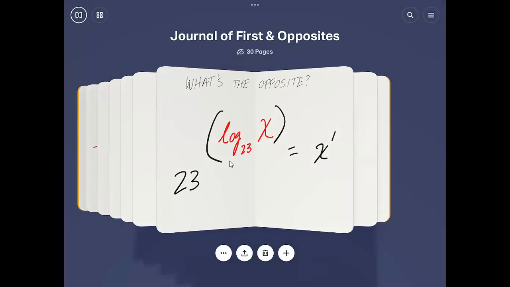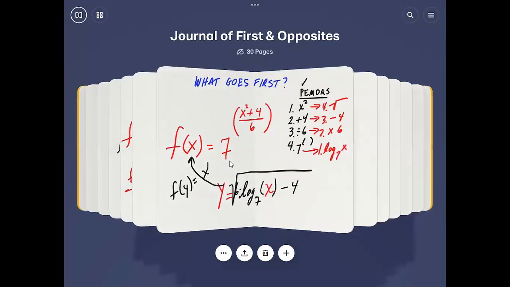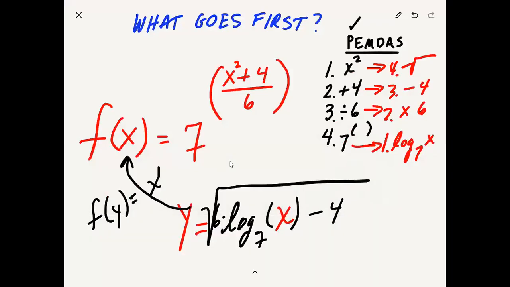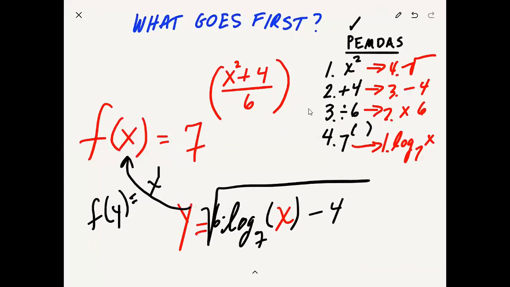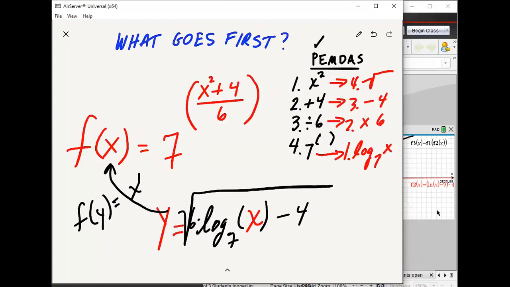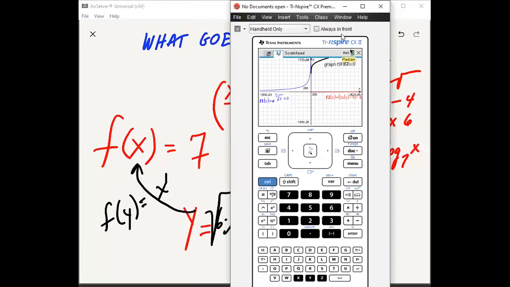Let me go through, and I'm going to show you one quick thing here. Now I'm going to show you how to check this. So what we're going to do is go get our calculator, and I'm going to make this handheld only so we can put these both on the same screen.